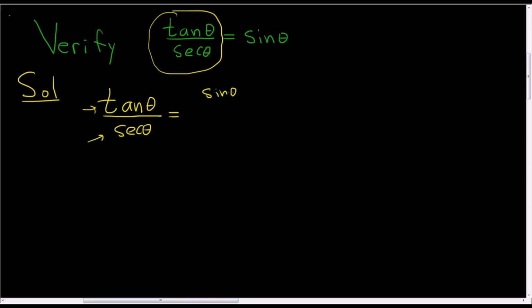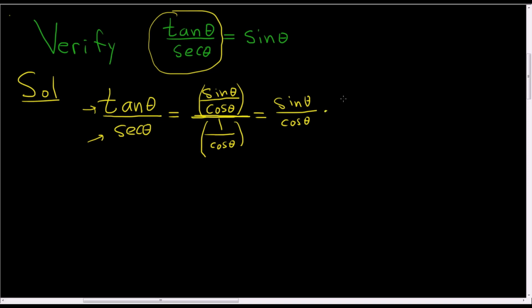So tangent is sine over cosine, and the secant function is 1 over cosine. This is equal to sine theta divided by cosine theta. And when you divide, you're supposed to multiply by the reciprocal. So this is times cosine theta divided by 1. So the cosines cancel, and sure enough, we get sine of theta.